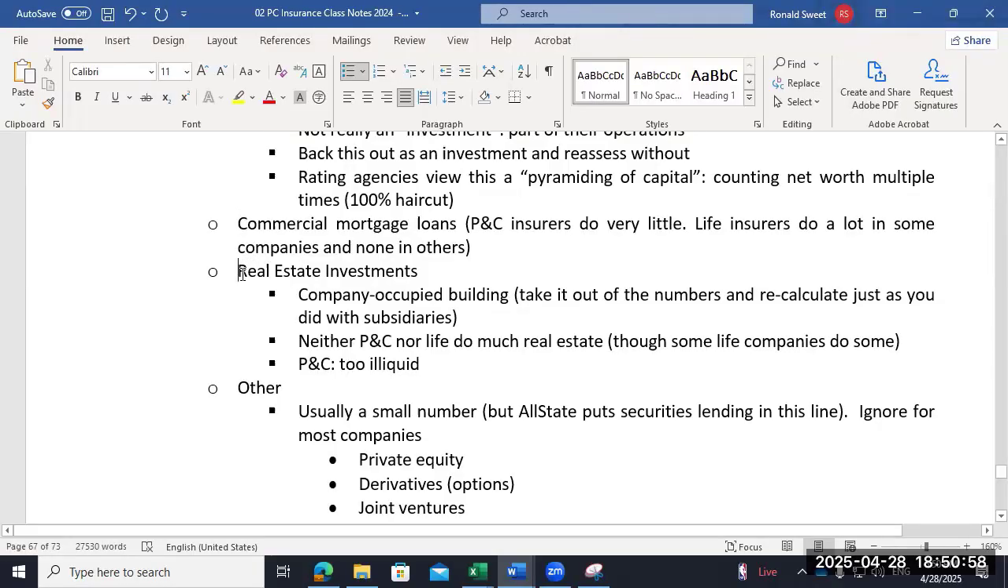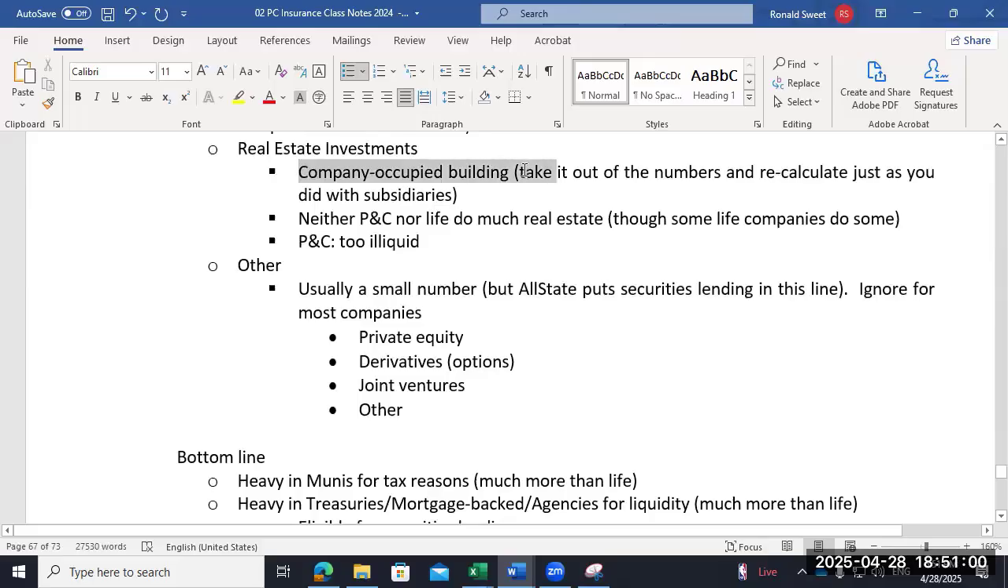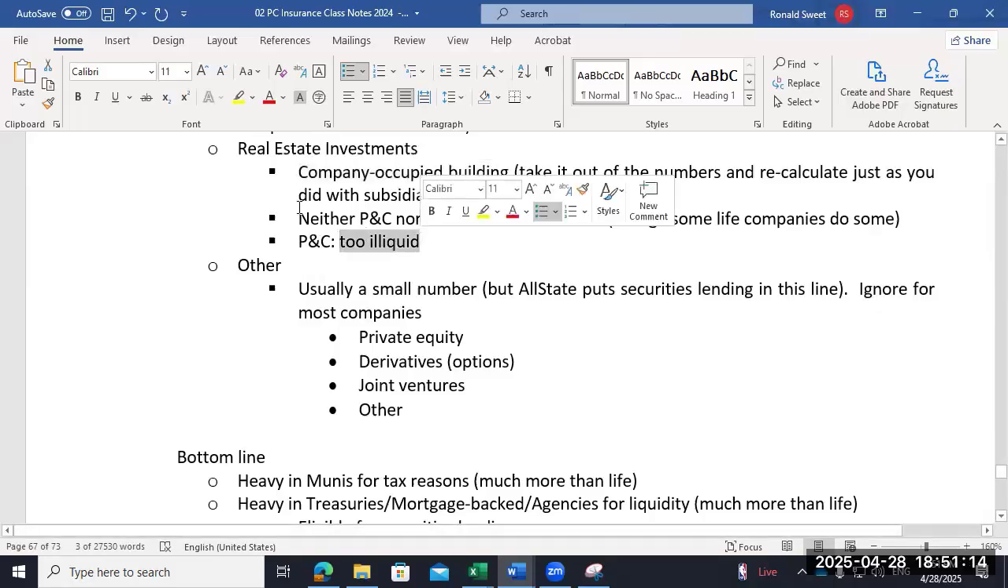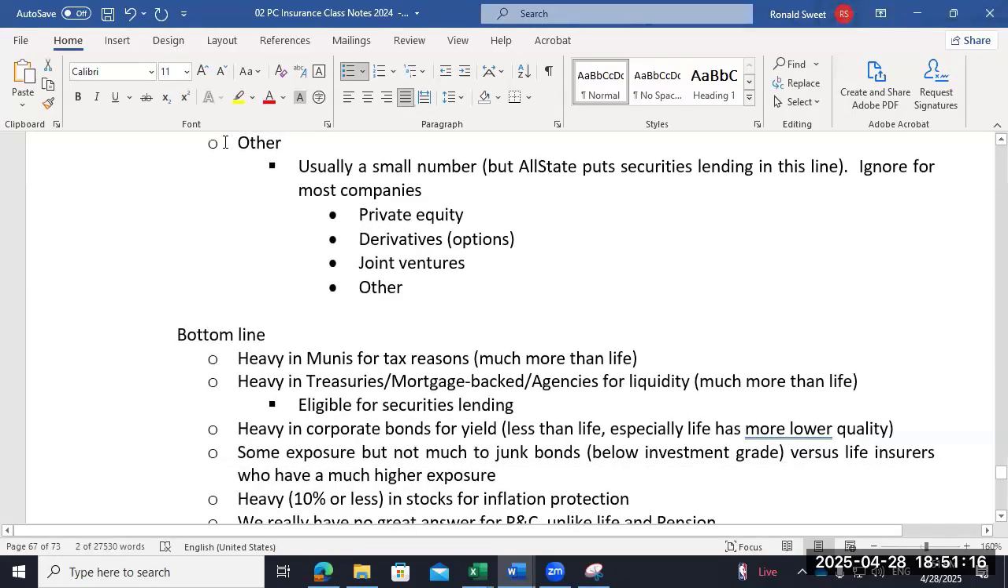They don't do a lot of real estate other than their own building, with UTSA as one exception. UTSA has a large real estate portfolio. Even after selling off the real estate subsidiary, they still buy real estate from that company. Why? It's just too illiquid. Other than that, Allstate is pretty big in some of these other things.